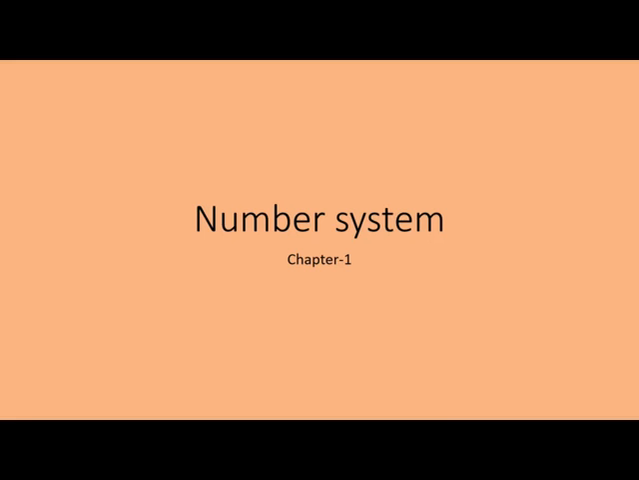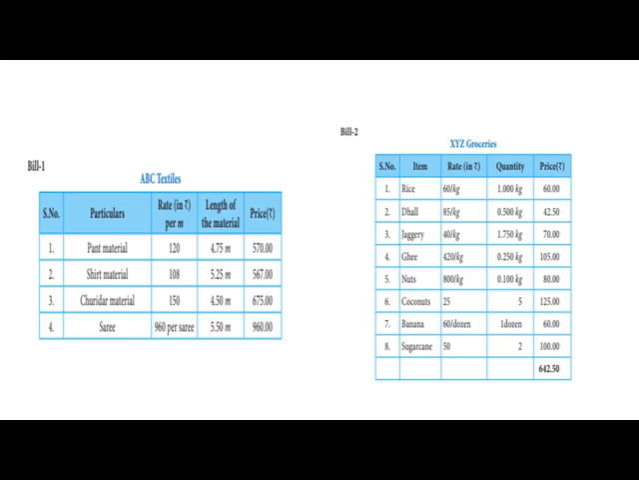Good morning, children. We are moving on to the next term, Term 2, Chapter 1, Number System. Look at these two bills. Bill 1, ABC Textiles, particulars: pant material, shirt material and chudidar material, and the rate and length of the material is given in Bill 1. And look at Bill 2.